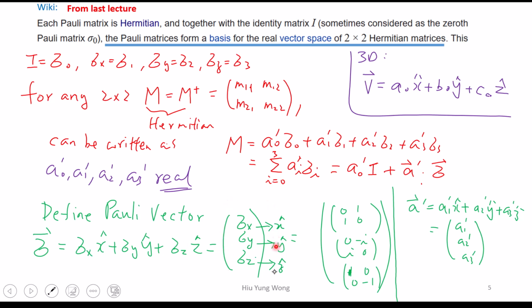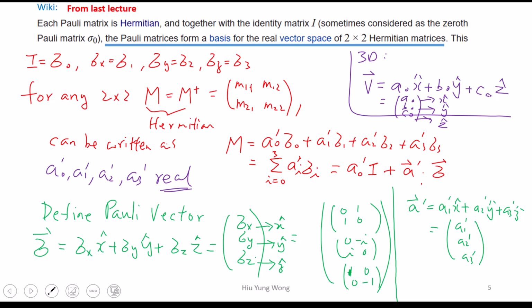Originally, if it's a vector, I will write it as A0, B0, C0. That's how we write it. And we say we have A0 part of x hat, B0 part of y hat, C0 part of z hat. Same here. I have sigma x part of x hat, although this sigma x is a matrix. So this one is just this Pauli vector inner product with this real vector. Just a definition.